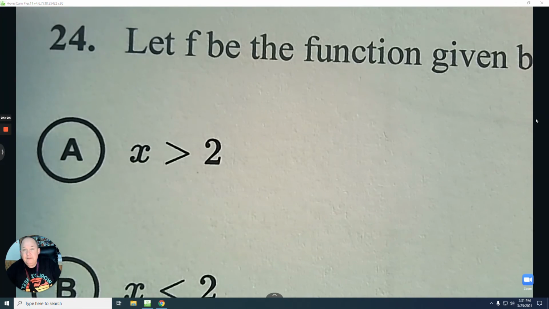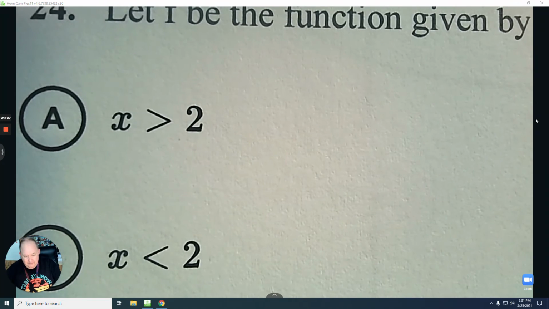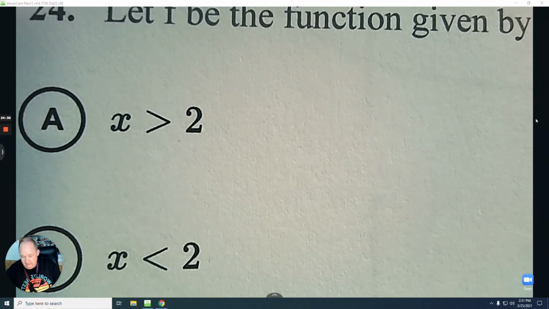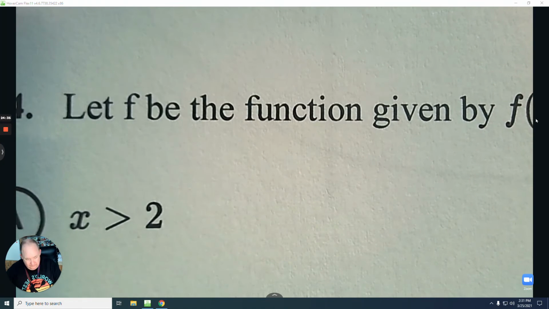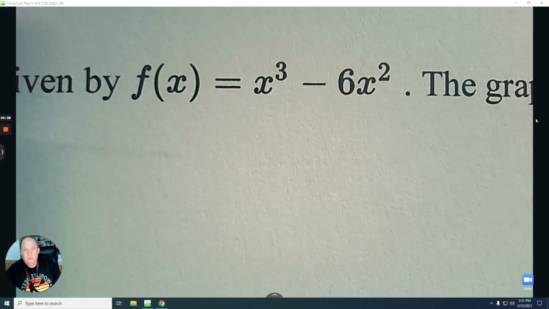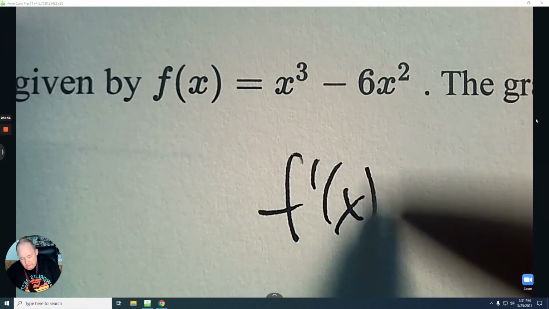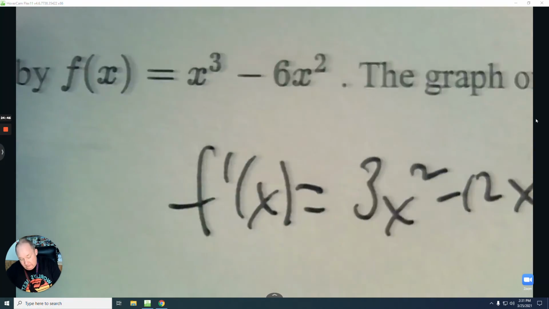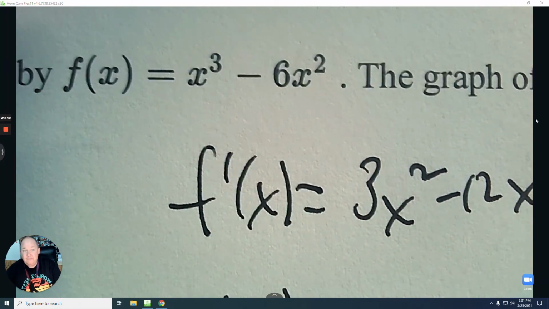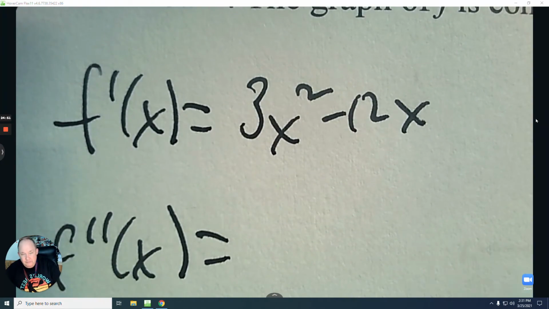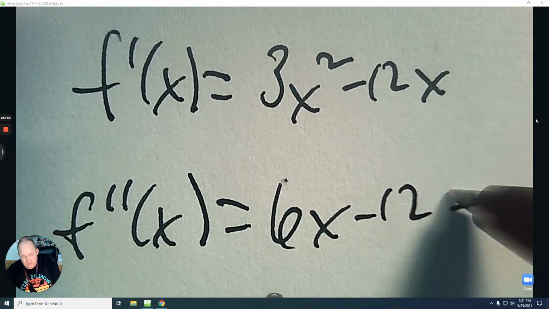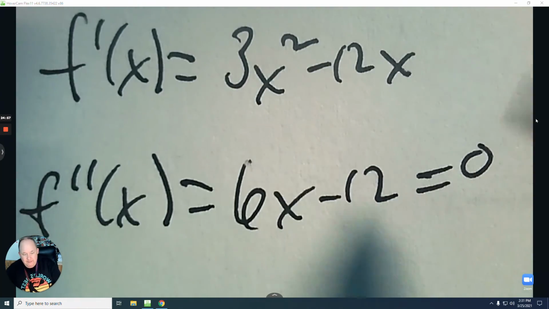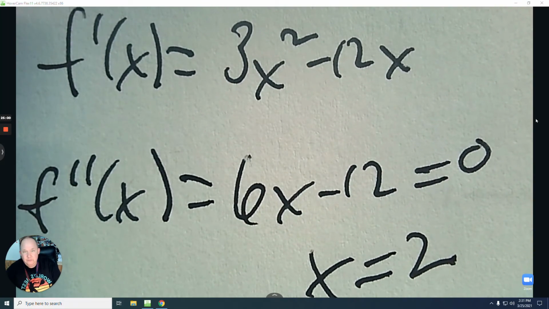All right, number 24. Let f be the function given by f of x equals x cubed subtract 3x squared subtract 6x. The graph of f is concave up when? Oh, I like these simple questions. So I need to know the first derivative. That is 3x squared minus 12x. I need to know the second derivative. That's what gives me concavity. So the second derivative is 6x subtract 12, make it equal to 0. If I solve this, x is equal to 2.